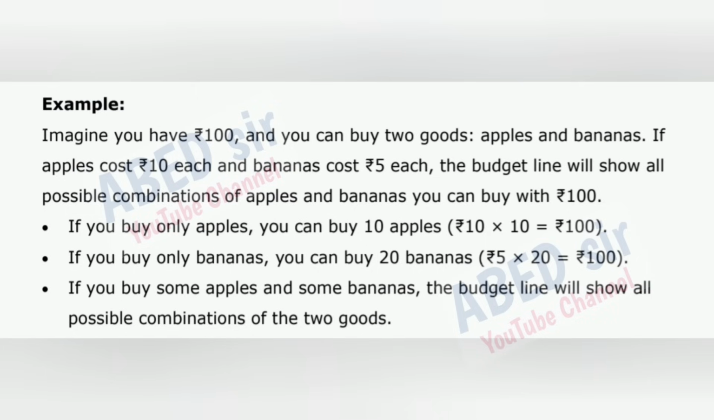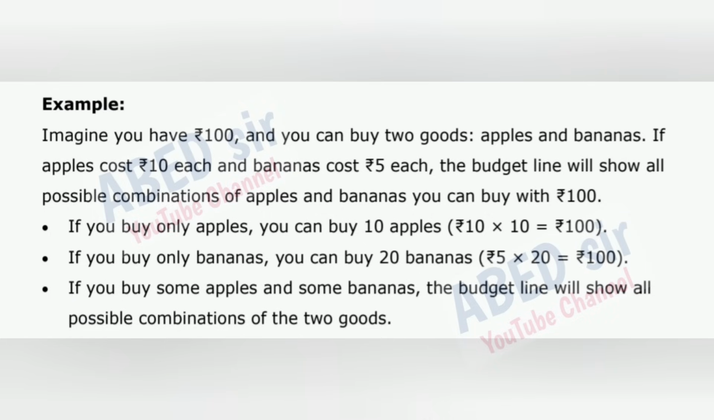Example. Imagine you have 100 rupees and you can buy two goods, apples and bananas. If apples cost 10 rupees each and bananas cost 5 rupees each, the budget line will show all possible combinations of apples and bananas you can buy with 100 rupees.